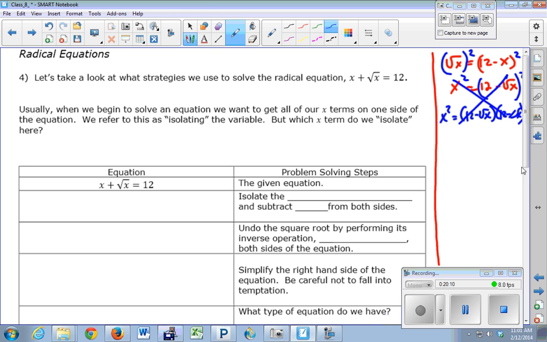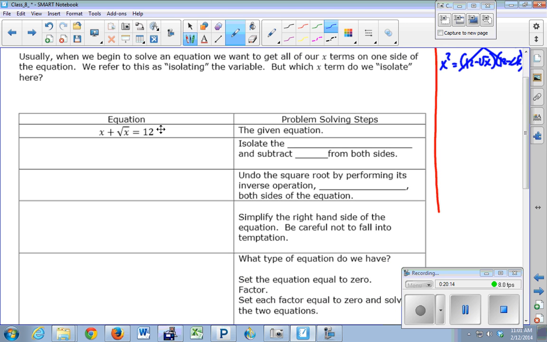So the moral of the story is when you have a radical equation, you want to isolate the radical term. In this case, your radical term is square root of x. And you subtract anything that's being attached to it, or divide by the coefficient if they had a number in front, on both sides. In this case, you want to subtract x from both sides.